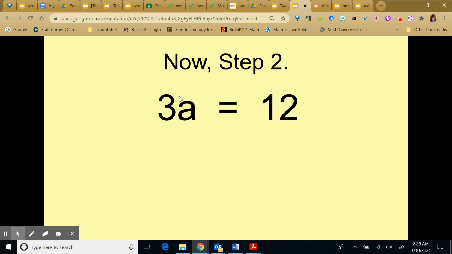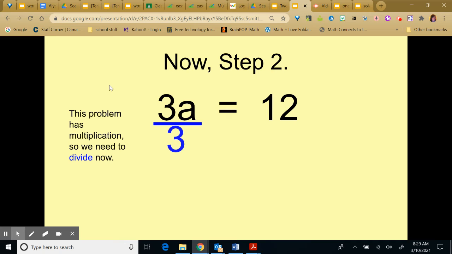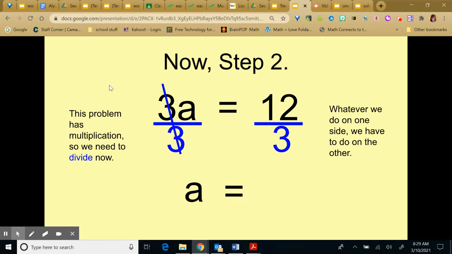3a equals 12. Okay, what's happening with the a? What's happening with the variable? It's multiplying by 3. And the opposite of multiply by 3 is divide by 3. And of course, we have to do that to both sides. So we have a equals 4, and we're done. That's our solution.